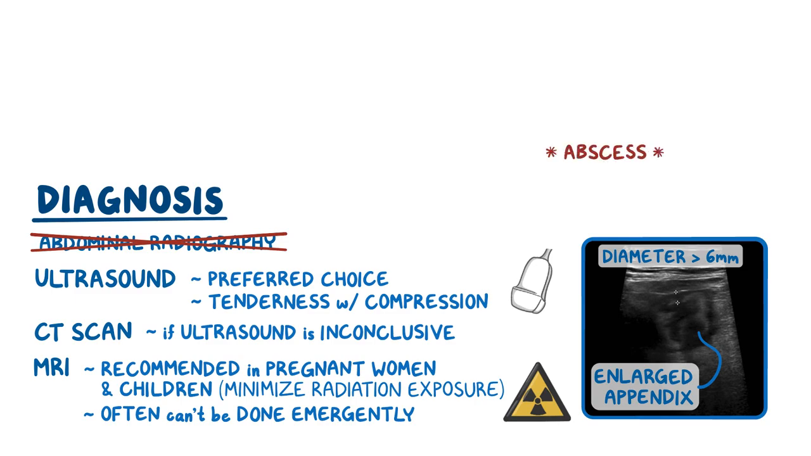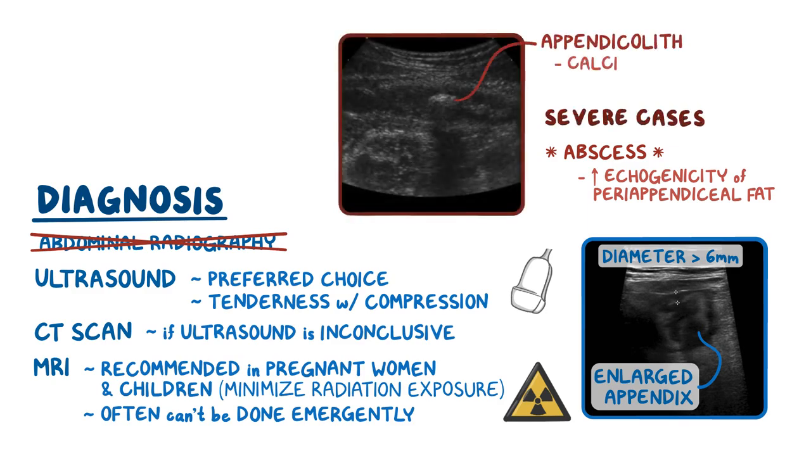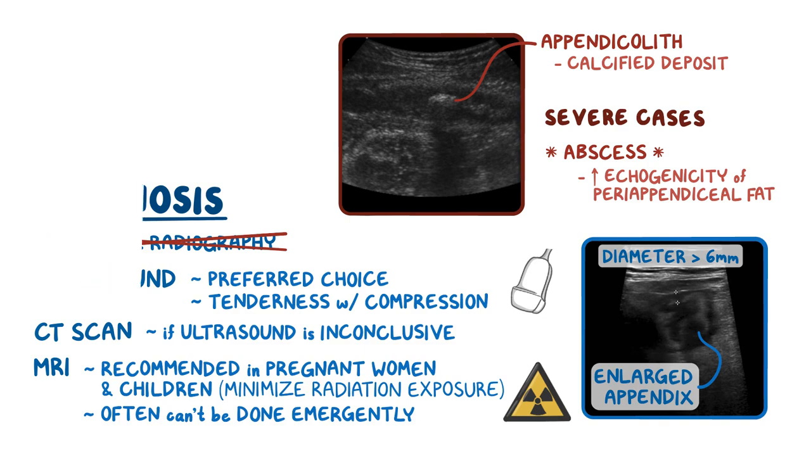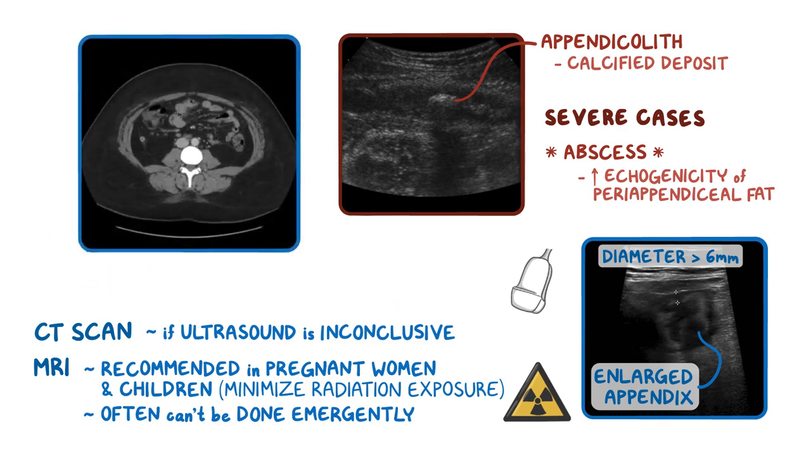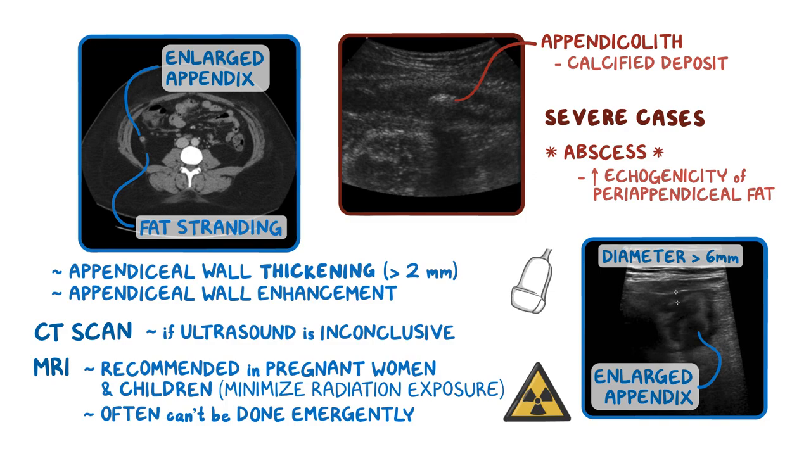If there's an abscess, there might be increased echogenicity of the inflamed periappendiceal fat, and in severe cases there might be an appendicolith, which is a calcified deposit within the appendix. CT scan or MRI features of acute appendicitis include an enlarged appendix, an appendiceal wall thickening of more than 2 millimeters, periappendiceal fat stranding, appendiceal wall enhancement, and there might also be evidence of an abscess.